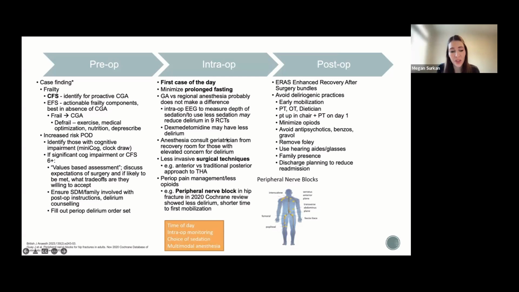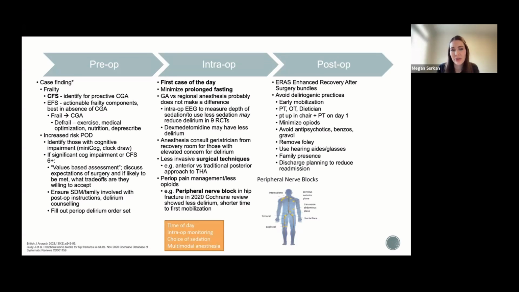Intraoperatively, there are some things we could do if someone's frail, let's say they're CFS 5 or 6, and we identify we do still want to proceed with this procedure. Things like trying to get them in the first case of the day to minimize how long they're fasting. Just a quick review of some of the evidence: this is more so post-op delirium, but GA versus regional anesthesia hasn't strongly been found to make a difference in the literature for post-op delirium.